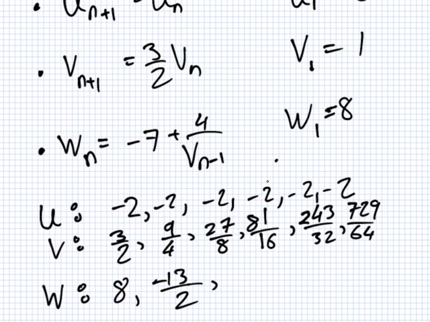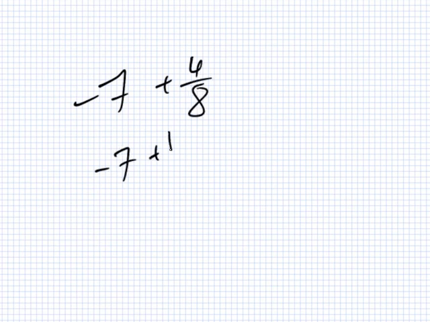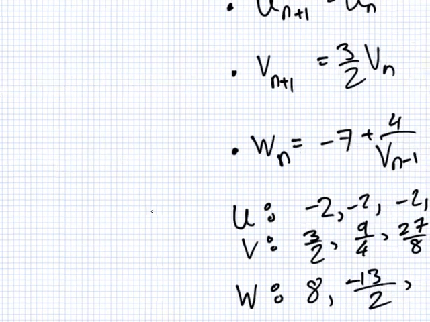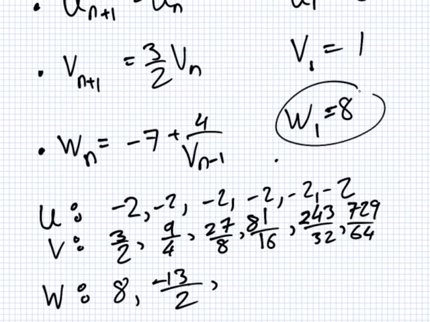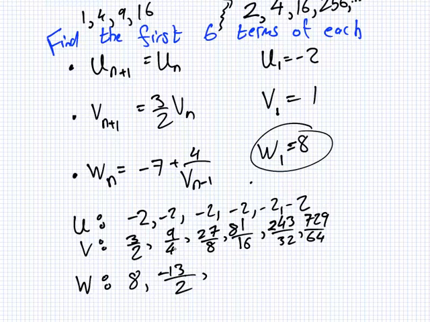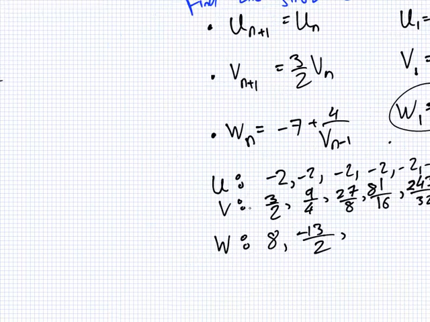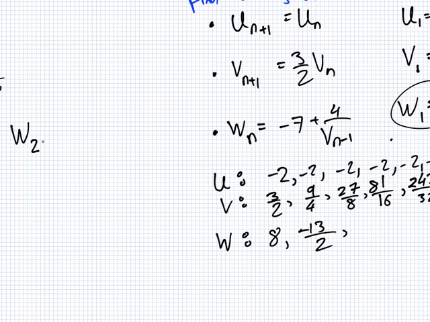W2 equals minus 7 plus 4 over... Hang on. Minus 7 plus 4/8 is minus 7 plus a half. No, sorry, I said 4. W2 then. W2 equals minus... Hold on. W2 equals minus 7. Oh, sorry.